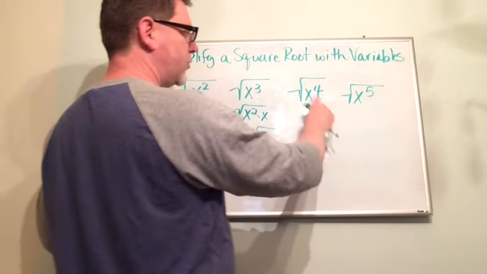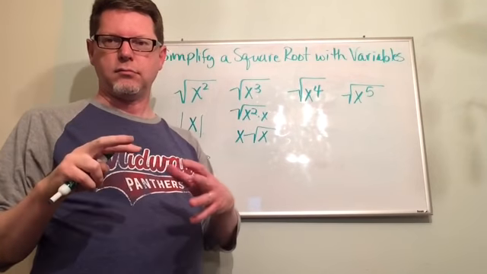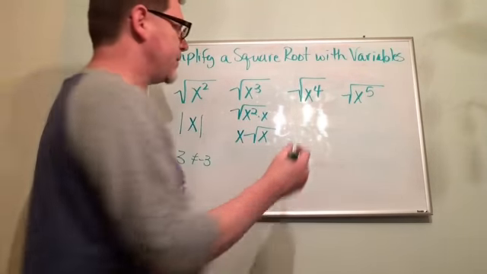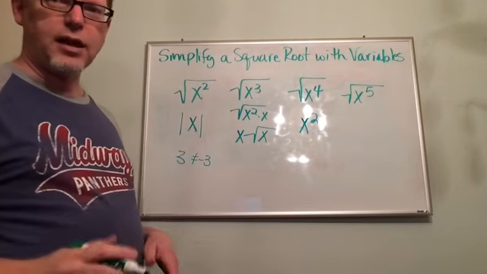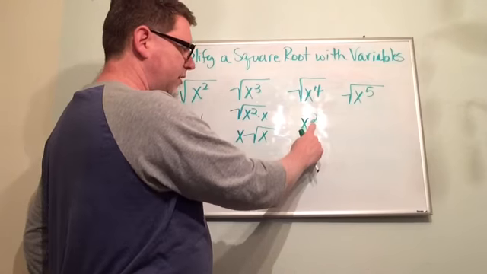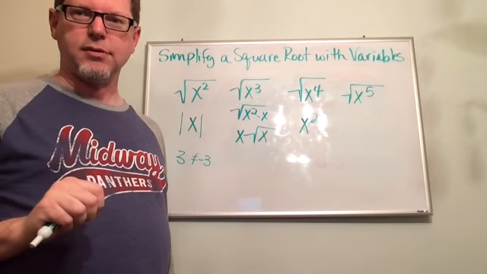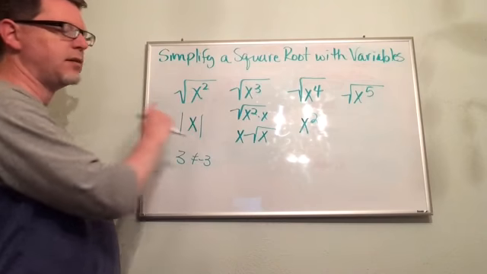X to the fourth, what two factors can multiply to x to the fourth? It would be x squared times x squared. So I know that the square root of x to the fourth is just x squared. Now, do I need to use absolute value? No, because this is an even number, this is an even number, I don't need to use the absolute value. I only use the absolute value when I've got an even number under the radical and an odd number outside the radical.